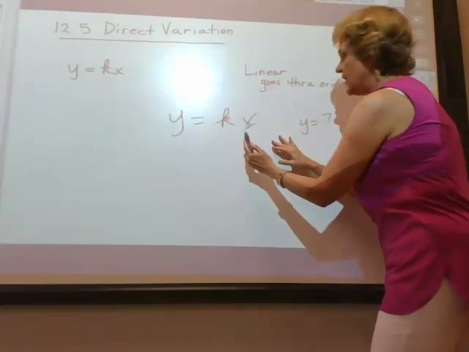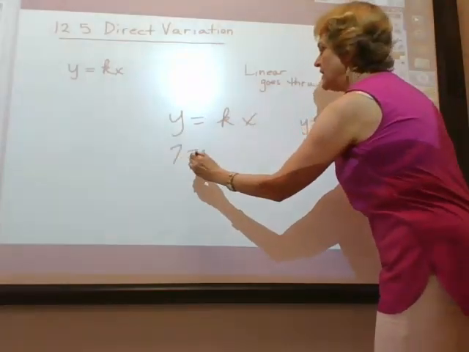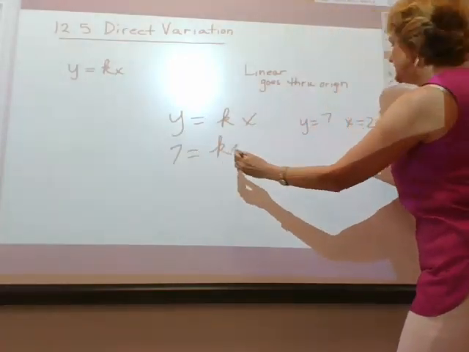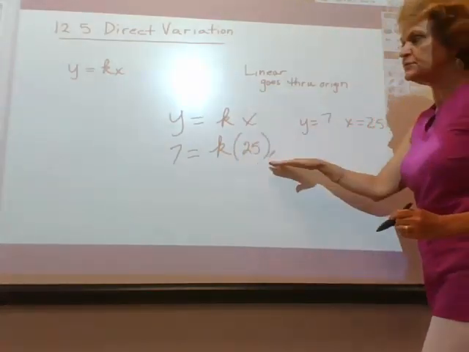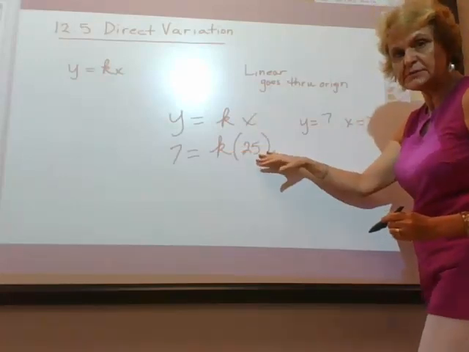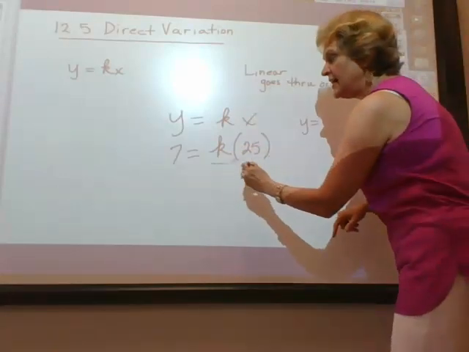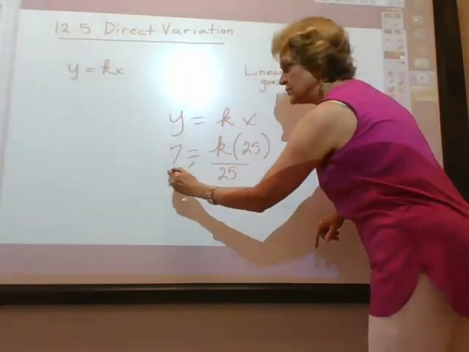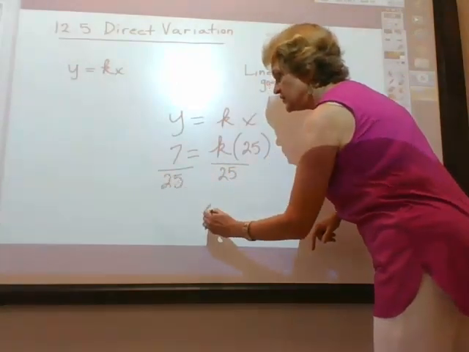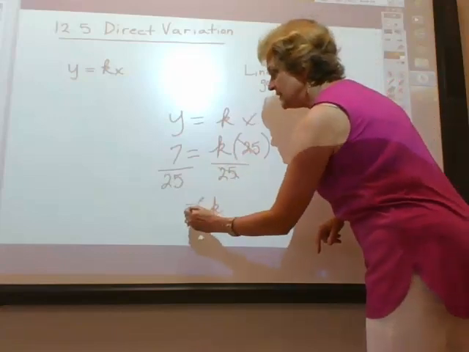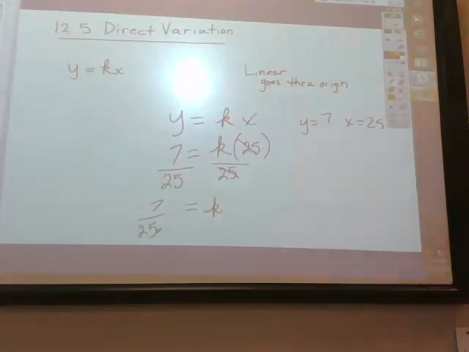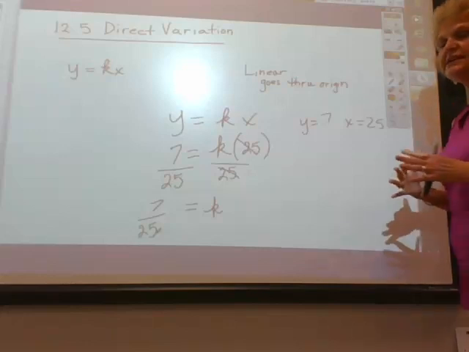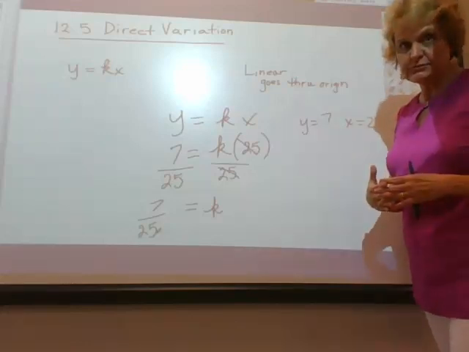So we write this out, we plug in the y, we're looking for the constant, we plug in the x. Okay, these things are standing next to each other, they're being multiplied. To solve for the k, whatever's beside the letter, that's what I'll divide by. So my k, in this case, is 7 over 25. Do not turn that into... you can turn it into a decimal, but you don't have to, okay?